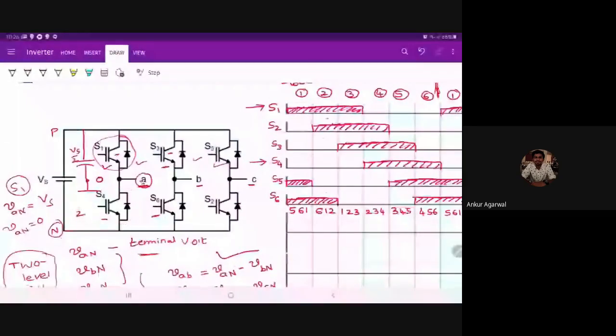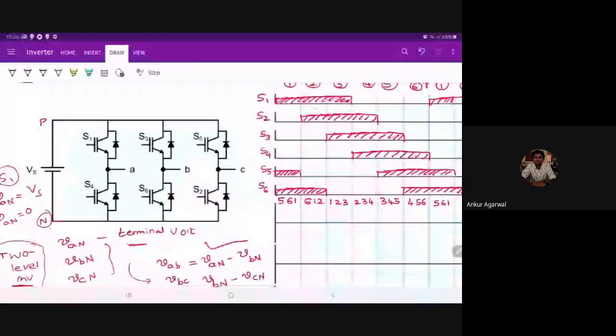Now I will erase this. Let us analyze mode 1. How many devices are conducting here? 5, 6 and 1, the 3 devices are conducting. So S1 is conducting, S5 is conducting, and S6 is conducting.